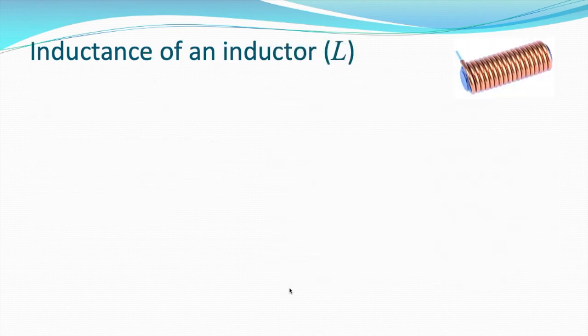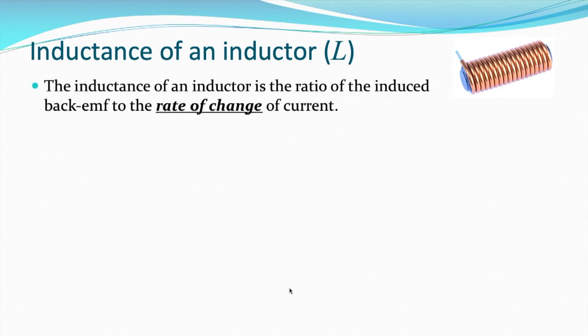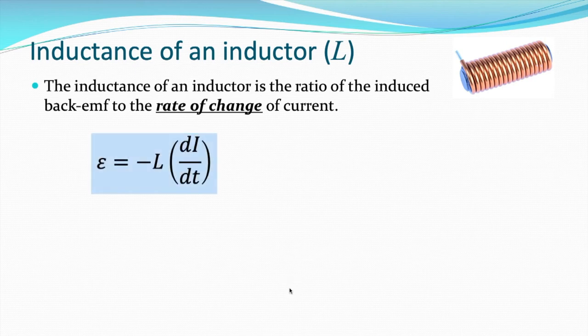The inductance of an inductor is the ratio of the induced back EMF to the rate of change of current that's causing that back EMF. And there's the relationship that's on your relationship sheet. It would probably make more sense if we wrote it as the ratio. So the inductance L, and L is the symbol that we use for the inductance of an inductor, is the ratio of the EMF, that's that curly E, to the rate of change of current.